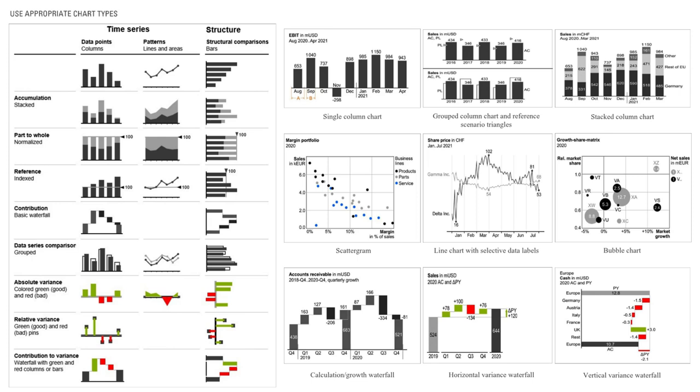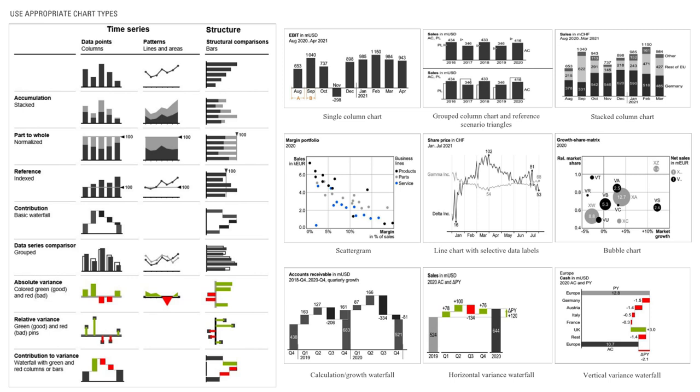On the left side of this slide is a reference matrix. It maps 8 chart categories, from accumulation charts to waterfall charts, across 3 data contexts: time series data points, time series patterns, and structural comparisons. Use this matrix as a decision tool. First, identify what kind of data you have and what you want to show, then read across to find the appropriate chart format. The right side of the slide shows 9 real examples, each labeled by type.